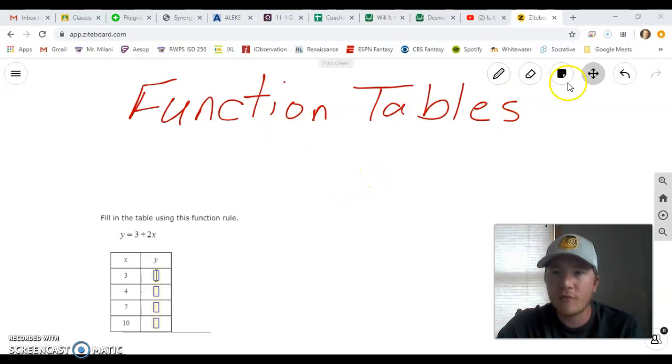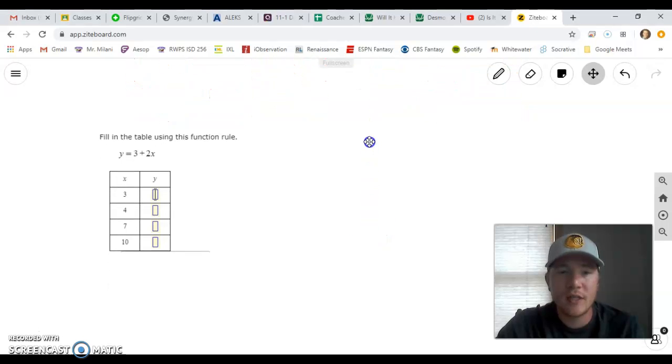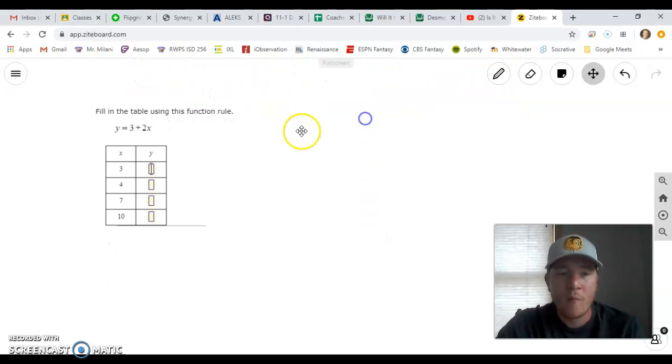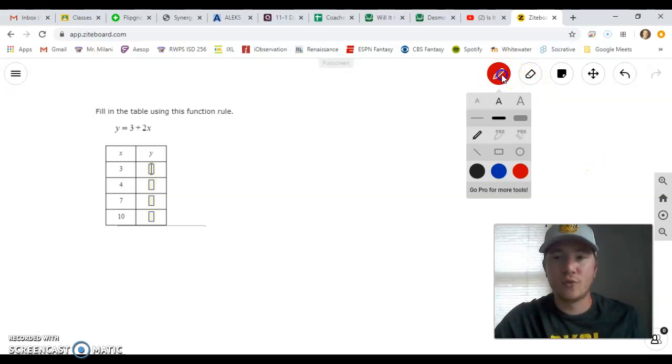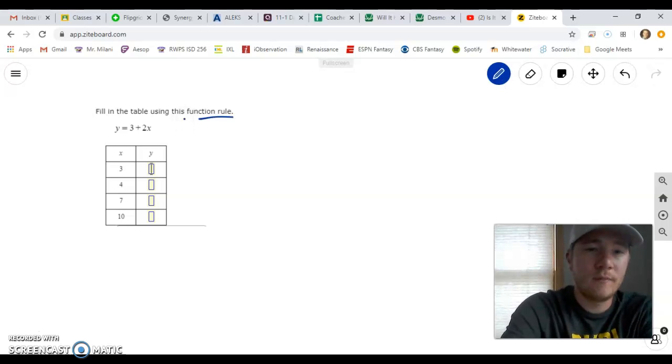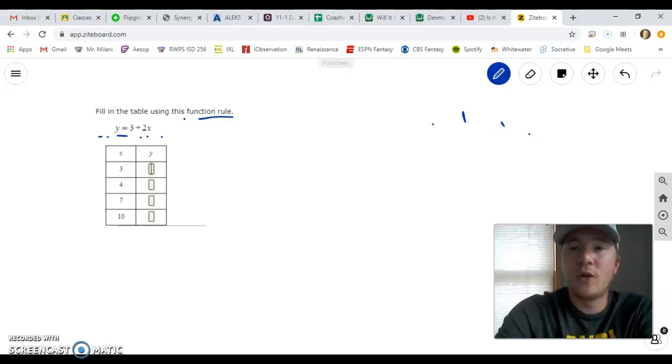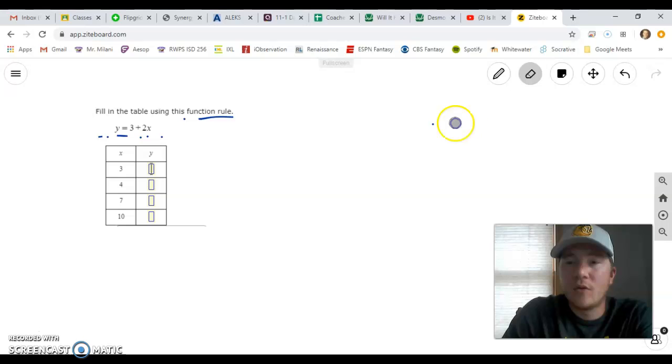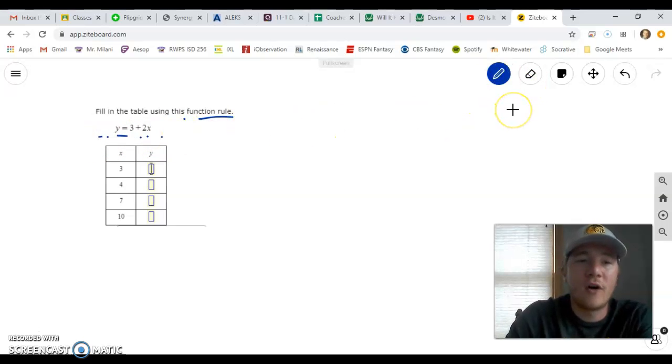So with function tables today, you're going to be seeing problems like this. Fill in a table using this function rule. When you see this function rule statement, you're just talking about the equation. That's all it is. Your function rule is the same thing as an equation. It's just the rule that all of the variables that are plugged in will follow.